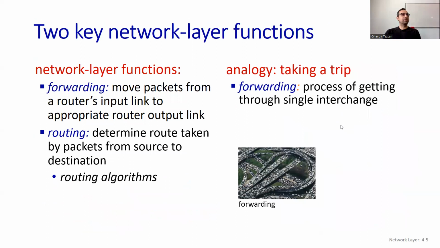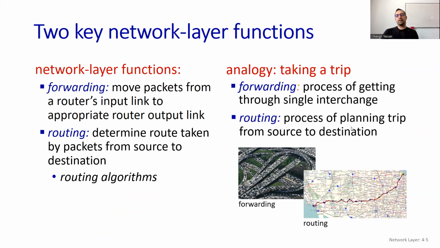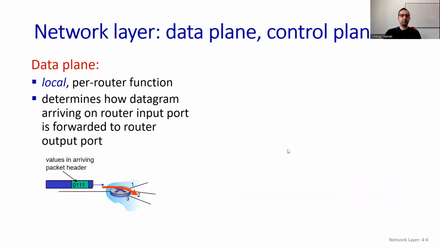Again, our book likes analogies. This is like taking a trip. Forwarding is the process of getting through a single interchange. Routing is the process of planning a trip from source to destination. So that is the main idea.